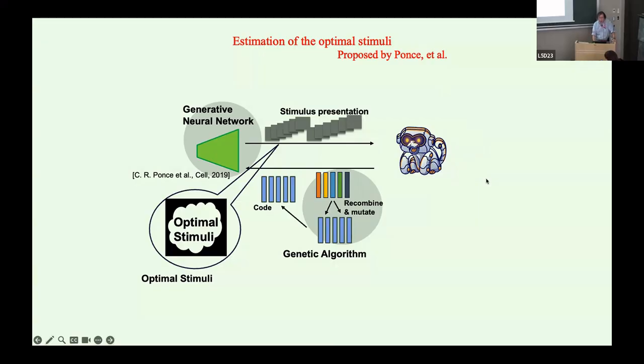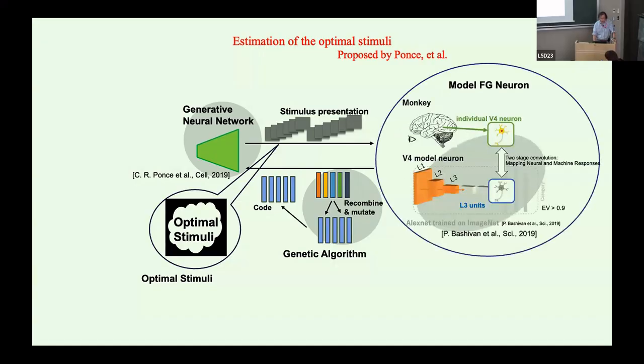Actually, this model consisted of the deep net that reproduces real V4 neurons with about 95% explainable variance. So this method was first proposed by Bashivan et al. at MIT. So we use it for the model, and we train this network with our neurons. So we applied this generative network to the model neuron and estimated the optimal stimuli of the real neurons.